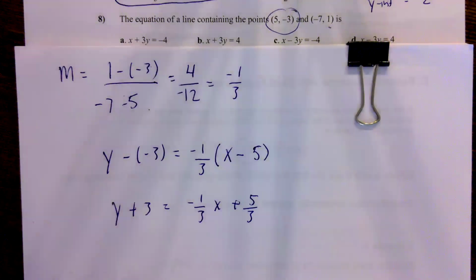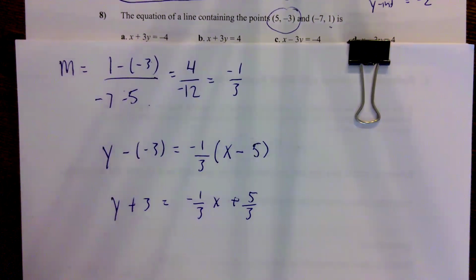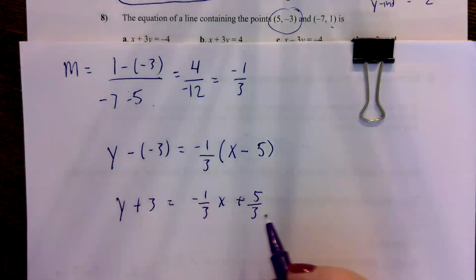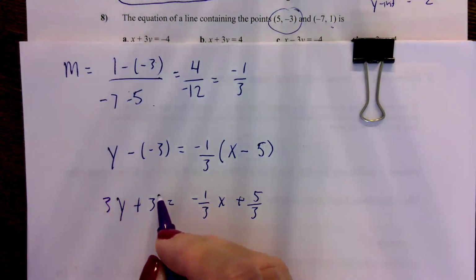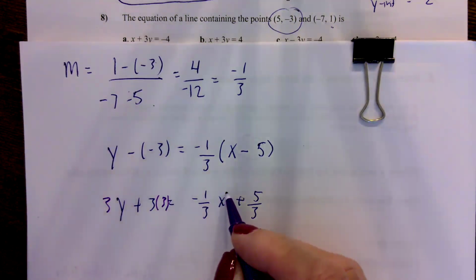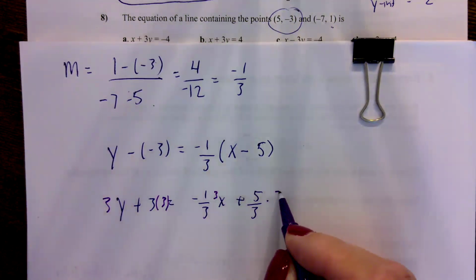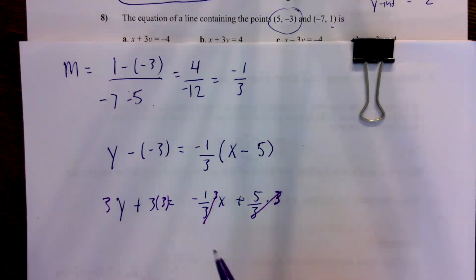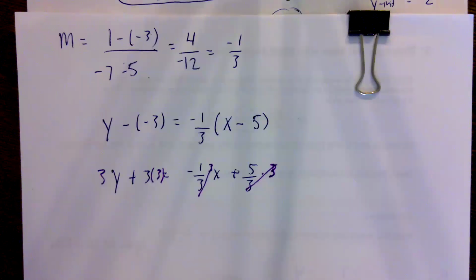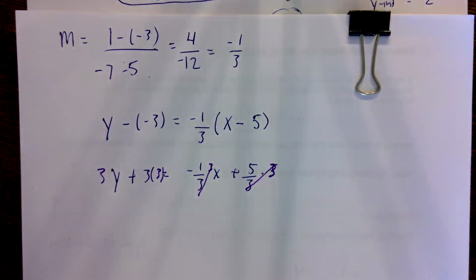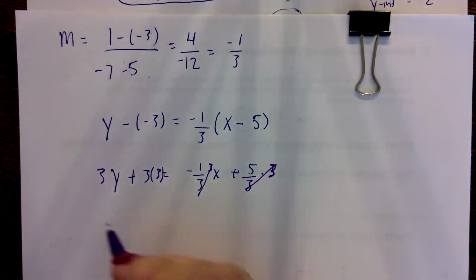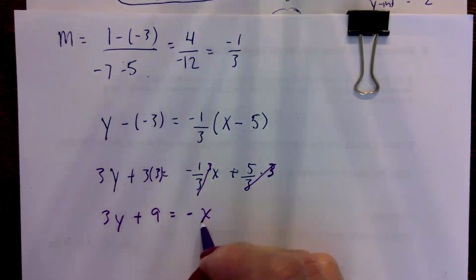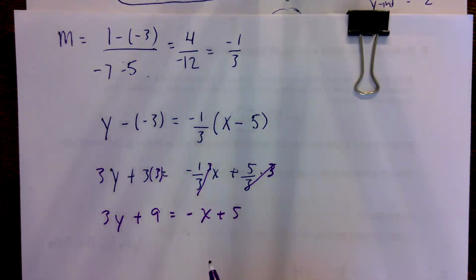So what I'm going to do is multiply through by 3 to eliminate my fractions. So each term gets multiplied by 3. So those 3's cancel in both of those denominators. So now we have 3y plus 9 equals -x plus 5.